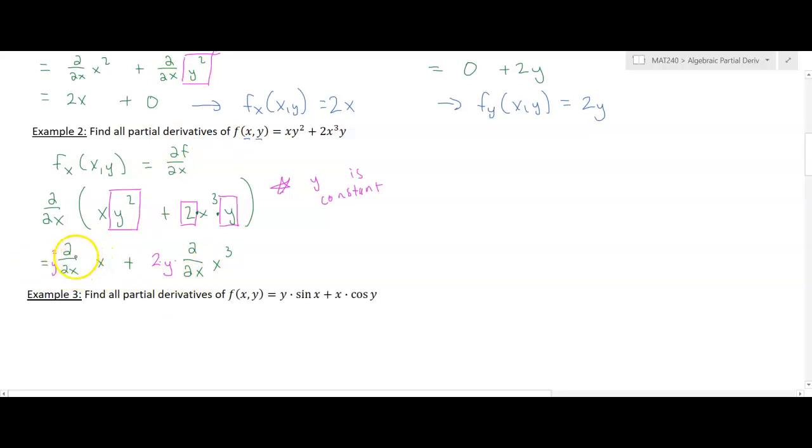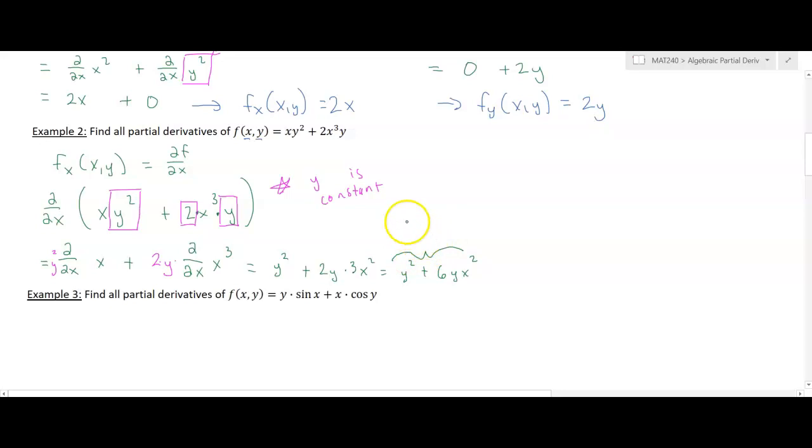And so we know that the derivative of x with respect to x is 1. That's a linear function of slope 1. So we'll just have y squared times 1, or just y squared, plus 2y. The derivative of x cubed is 3x squared, so this will be plus 2y times 3x squared, which could be more compactly written as y squared plus 6yx squared. Or you could alternatively write it as 6x squared y, and that's completely up to the user.